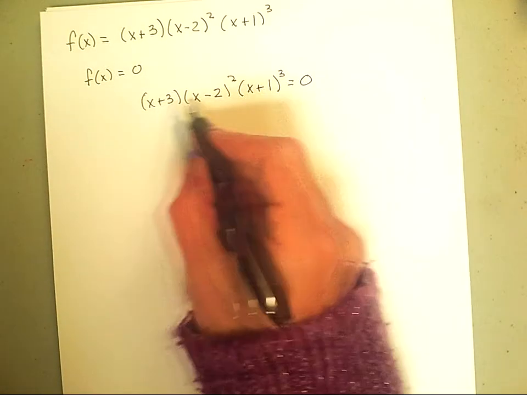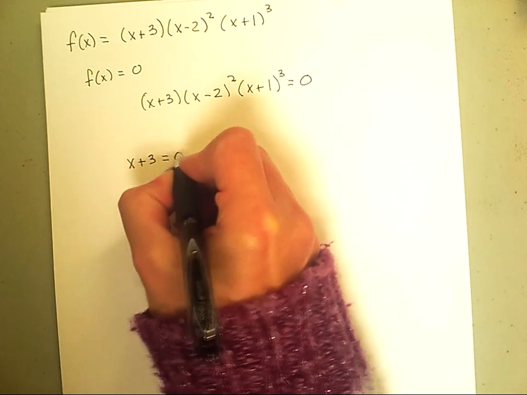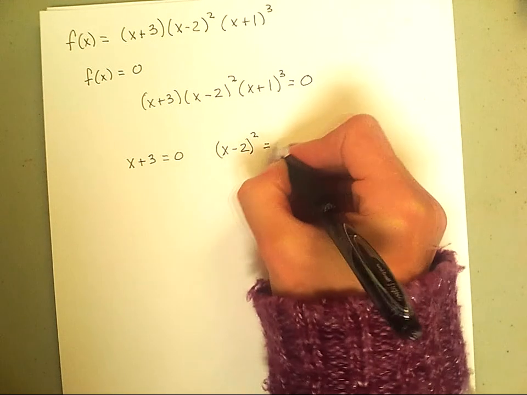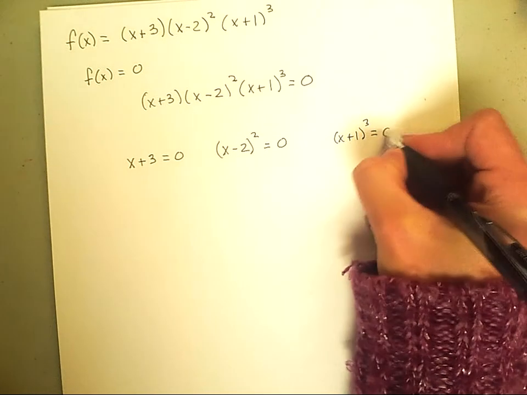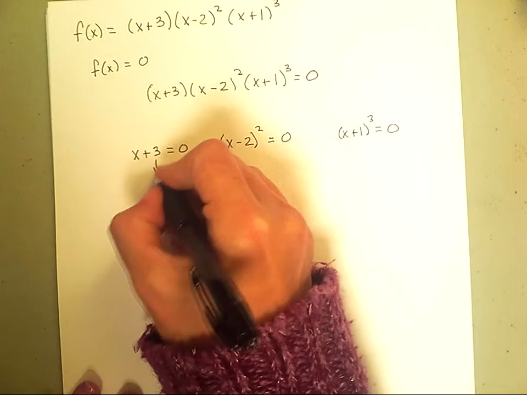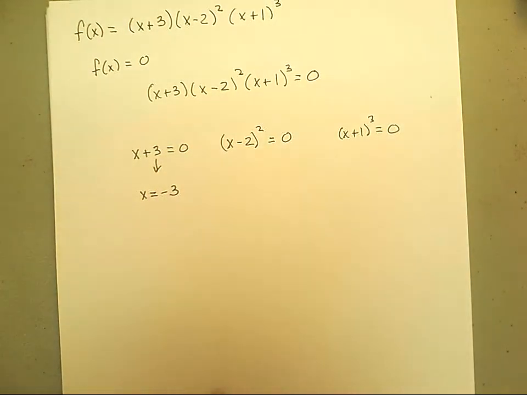Okay, let's look at the factors then. We have 3 things being multiplied together, so it's either that x plus 3 equals 0, x minus 2 squared equals 0, or x plus 1 cubed equals 0. So from here, it's directly obvious that x is equal to negative 3.